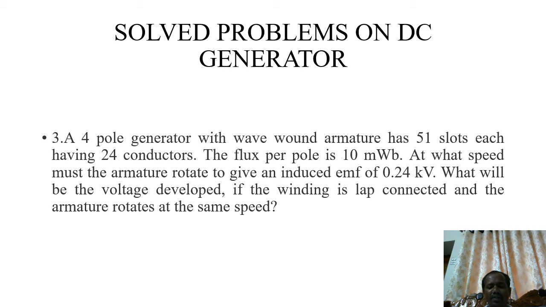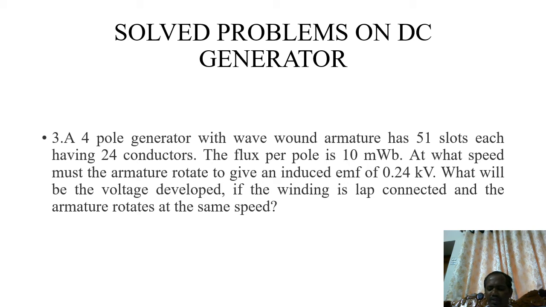They are related, so first you calculate the speed. Once you have calculated the speed, next you will calculate the voltage developed in the armature if the winding is lap connected. First, with the winding wave connected, calculate the speed. Then, calculate the induced EMF in the machine when the winding is connected in lap mode. So that is the problem given.